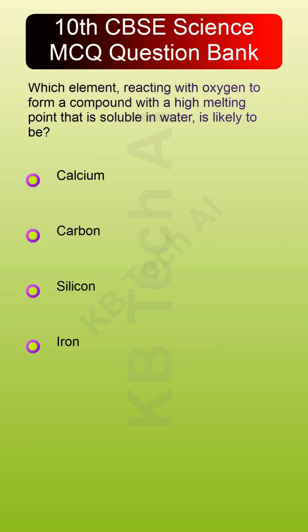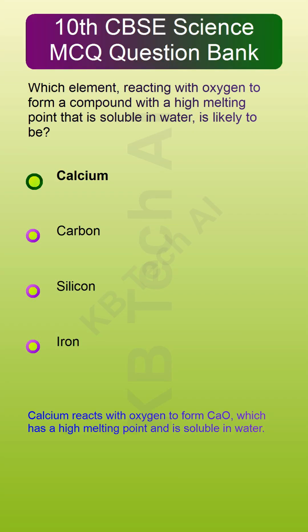Which element, reacting with oxygen to form a compound with a high melting point that is soluble in water, is likely to be? Option 1, calcium, option 2, carbon, option 3, silicon, option 4, iron. The answer is, option 1, calcium.